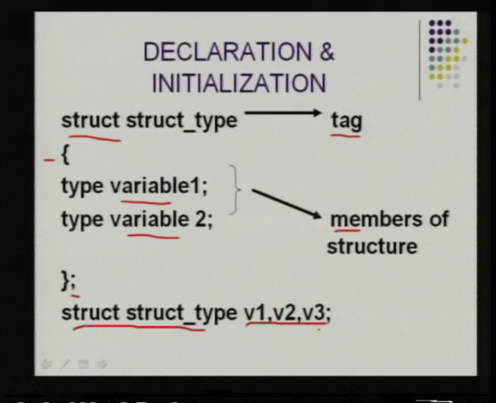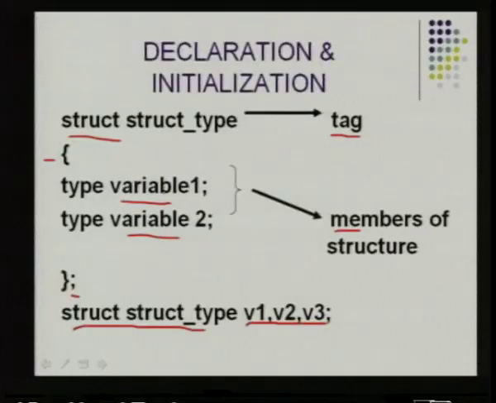So, structure is nothing but a user defined data type. Normally, when we declare variables, we say int variable name or character variable name. Here we are declaring structure variable name. So, these variables belong to this data type called structure, which is defined by the user for his application's need.